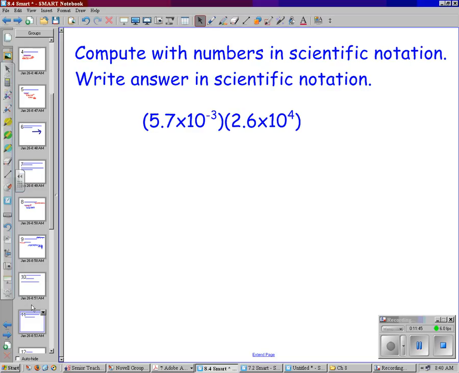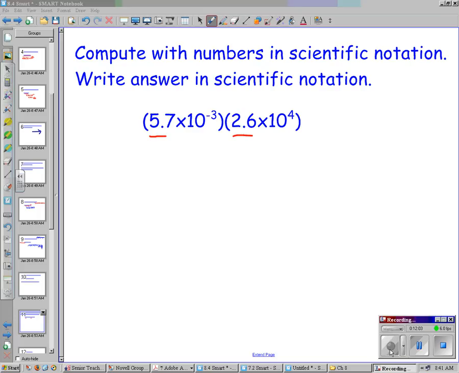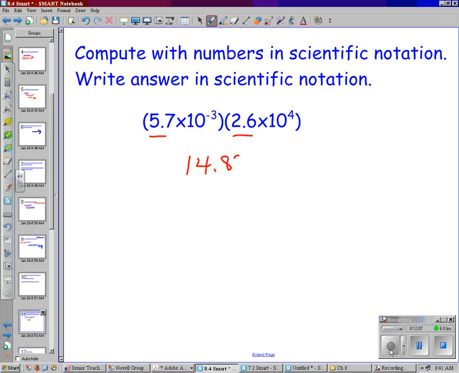So when you're multiplying, please notice it's all multiplication up here. And we should think about multiplying these two constants together, 5.7 and 2.6. Could you just do that real quick on your paper for me? 14.82. Do you guys agree with that? Yes. Okay. Times 10 to the, you have two 10 to powers.